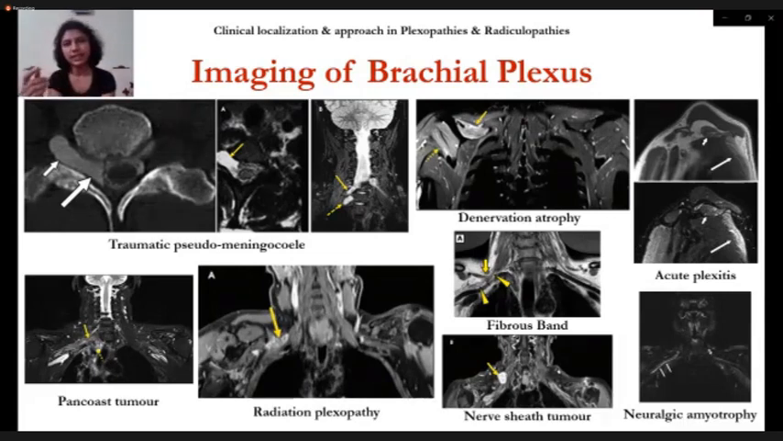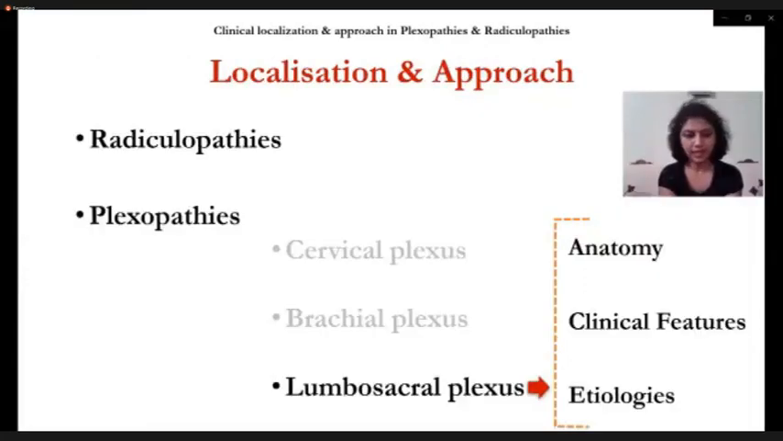High-resolution ultrasound, CT scan, and MRI are widely available, and they can be used judiciously to identify a variety of etiologies such as these, as well as to precisely localize the injury, identify multiple sites of injuries, the presence of neoplasms, inflammation, and secondary effects such as denervation of the muscle, etc. These help in planning the further treatment. With these few words on the brachial plexus, we now move on to the lumbosacral plexus.